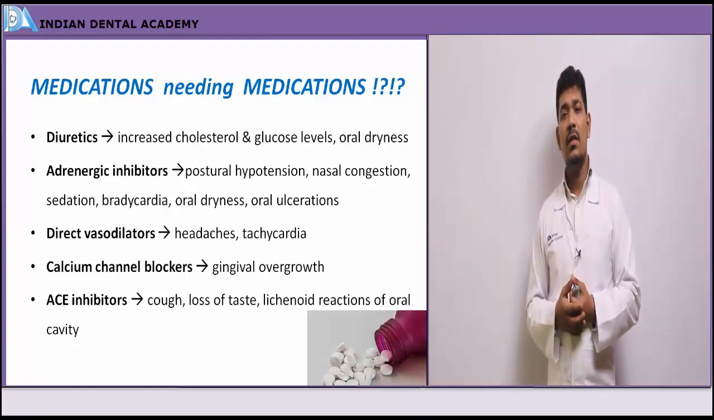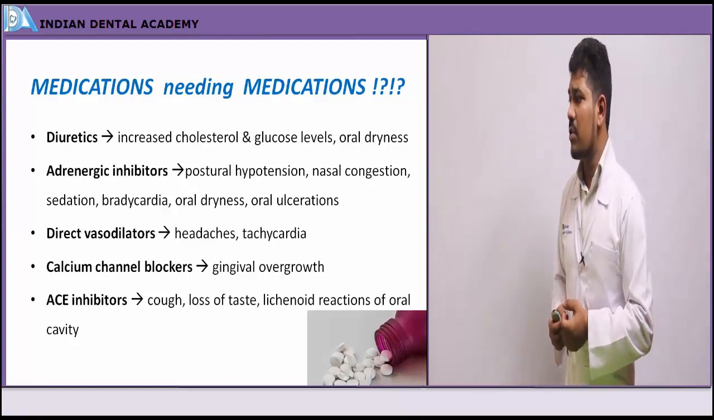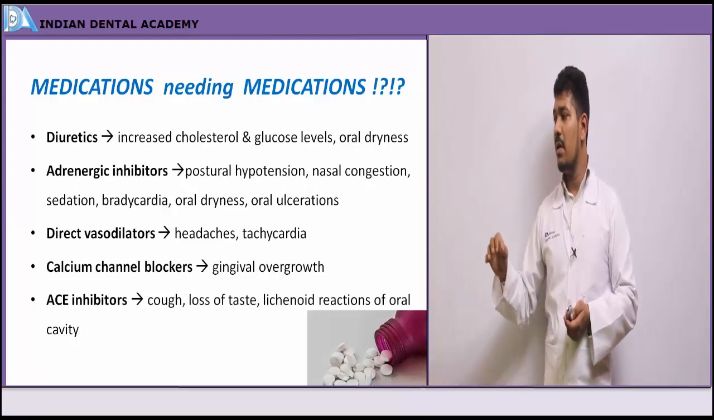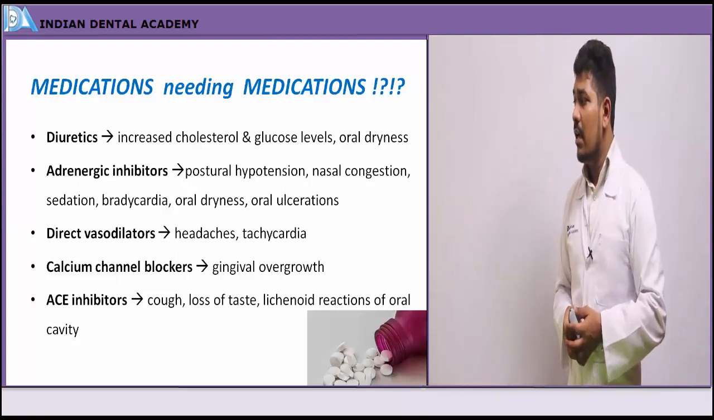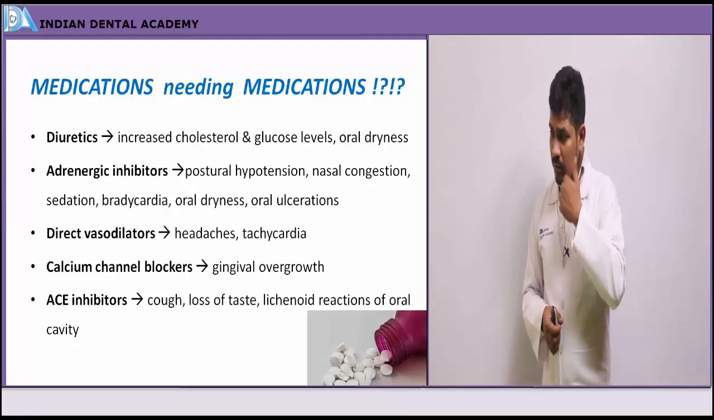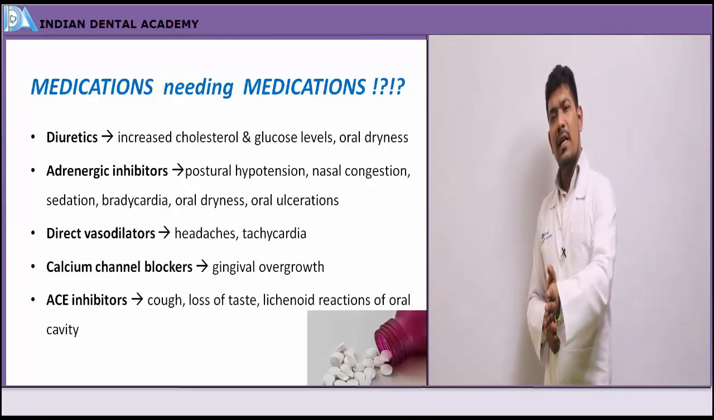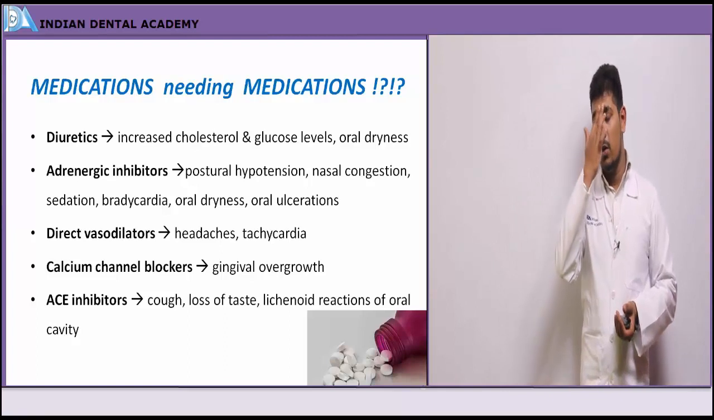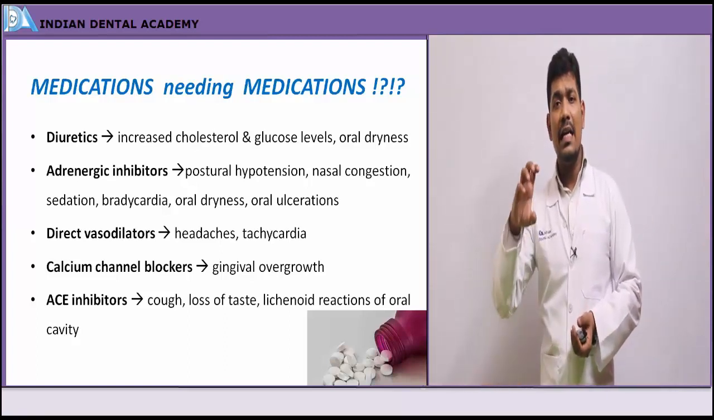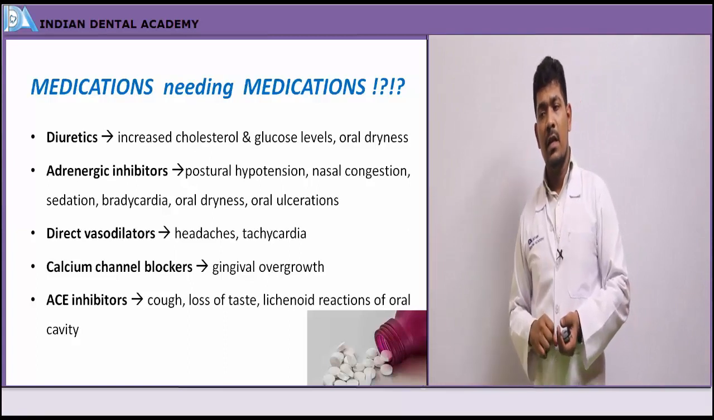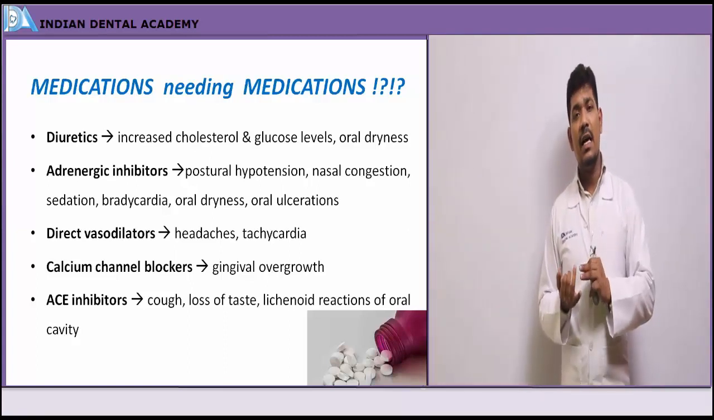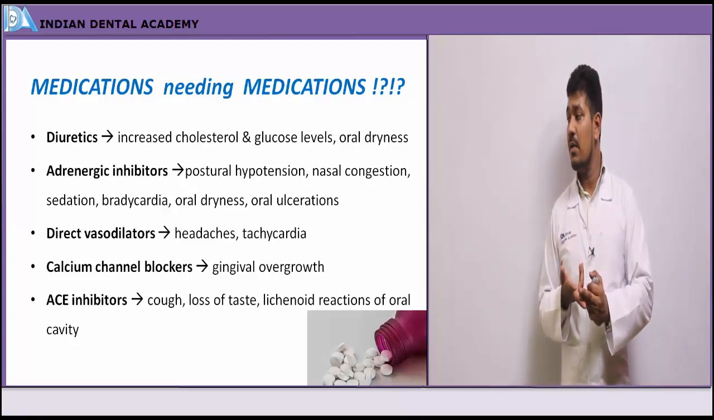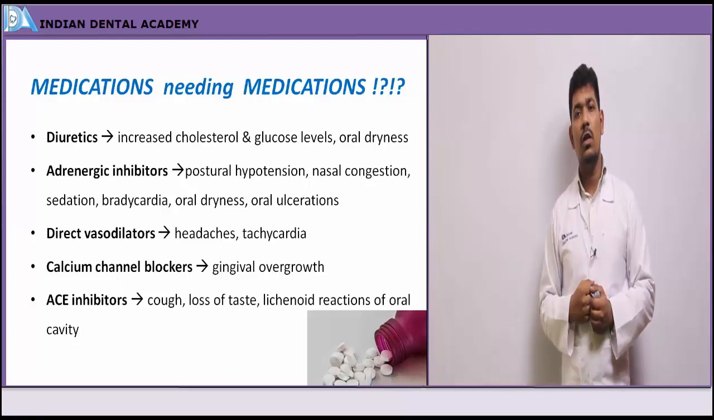The same holds good for ACE inhibitors. One of the most important side complications for the oral mucosa becomes loss of taste and lichenoid reactions of the oral cavity. So a patient comes with lichen planus, a female patient 40 to 50 years old, with a lichen planus type of lesion. The patient is severely diabetic and hypertensive, and has severe lichenoid reactions within the oral mucosa.